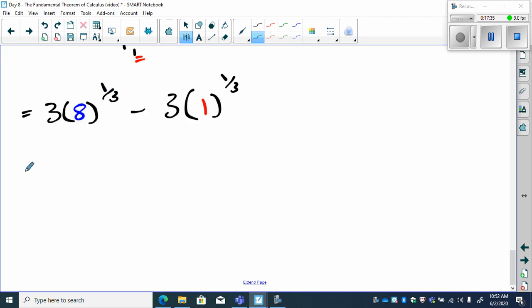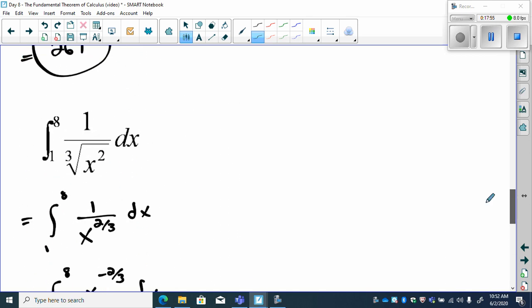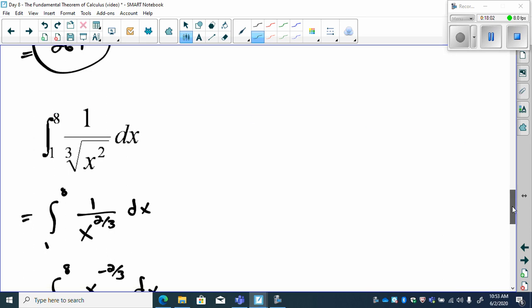Remember, raising something to the power of 1/3 is like taking the cube root. So this would be 3 times 2. The cube root of 8 is 2. The cube root of 1 is 1. This would be 3 times 1, so I'm going to have 6 minus 3, and I get an answer of 3. 3 would be the area under the curve 1 over the cube root of x squared, from 1 to 8.